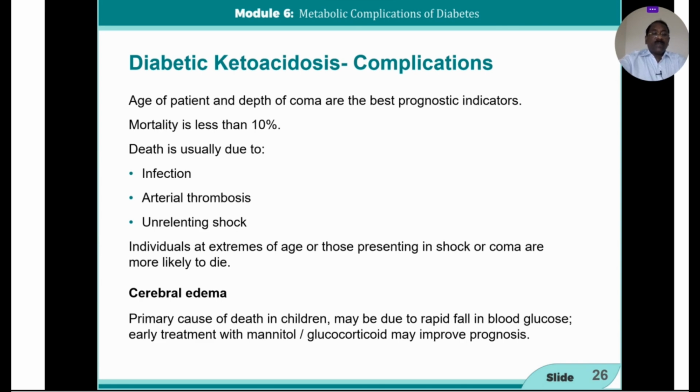Cerebral edema, the primary cause of death in children, may be due to the rapid fall in the blood glucose. That is the reason when the blood glucose touches 200, 250, we give glucose, so as not to have severe hypoglycemia. Severe hypoglycemia could cause cerebral edema. That could be the cause. Early treatment with mannitol or glucocorticoids may improve the prognosis.